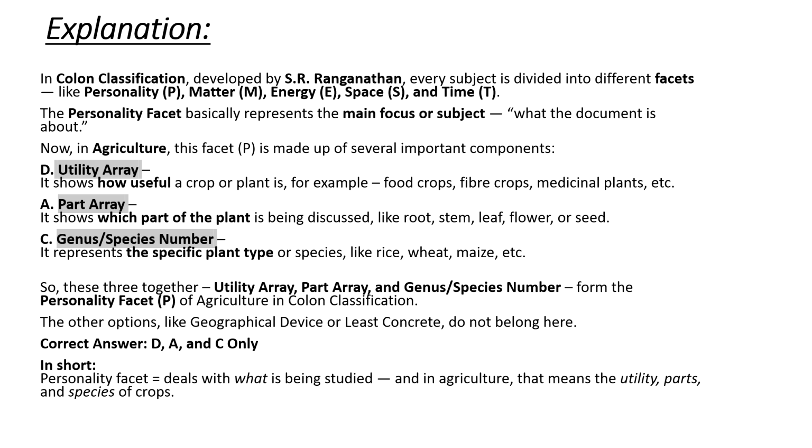So these three together form the personality facet of agriculture in colon classification. Other options like geographical device or least concrete do not belong here. In short, personality facet deals with what is being studied, and in agriculture, that means the utility, parts, and species of crops.